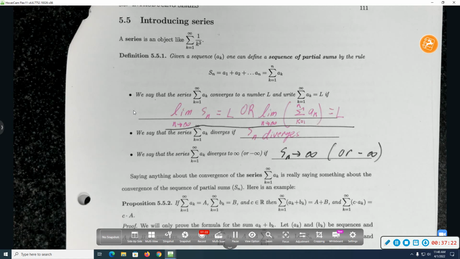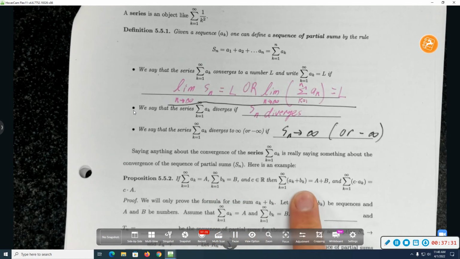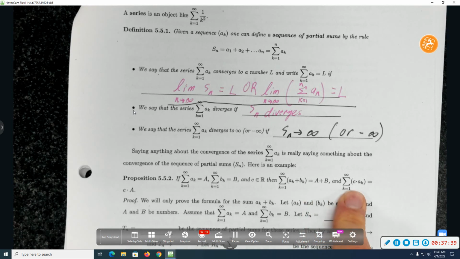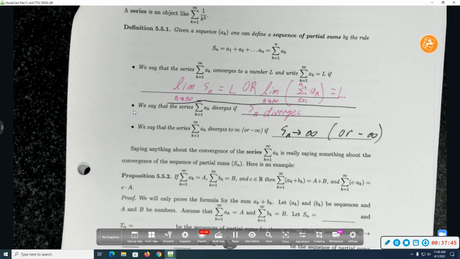Here are some series. Let's suppose that this series converges to A, that series converges to B, and C is a real number. Then, the sum of all the a_k plus b_k should probably converge to A plus B. You buy that? You multiply every term of a series by a number C, you should multiply the series by C. Let's prove that.